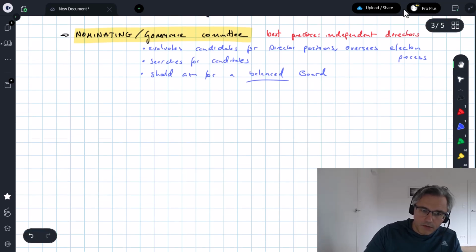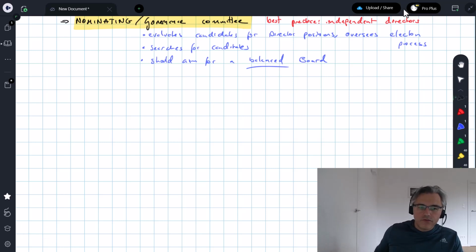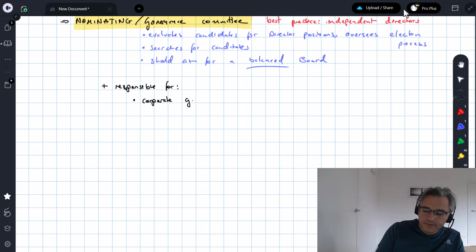Okay. Now, aside from functions or roles, activities that are associated with the board membership election process, they're also going to be responsible for governance topics. So things like a corporate governance code, charters, so like the rules for the board and the various committees.